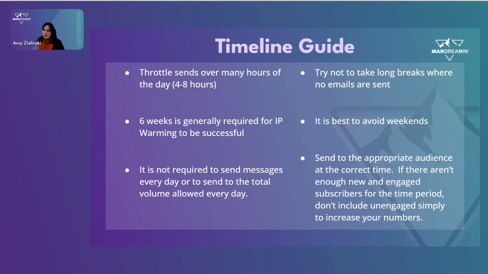And lastly, send to the appropriate audience at the correct time. If there are not enough new and engaged subscribers for a time period, don't include unengaged just to increase your numbers. And if you do, be very careful about how far out you go in that engagement period, especially up front. Those first 2 weeks, let's really try to hammer home our engaged subscribers. And we might need to send them several emails and nothing to the unengaged group. Just make sure we're not trying to shove people in there for fun.